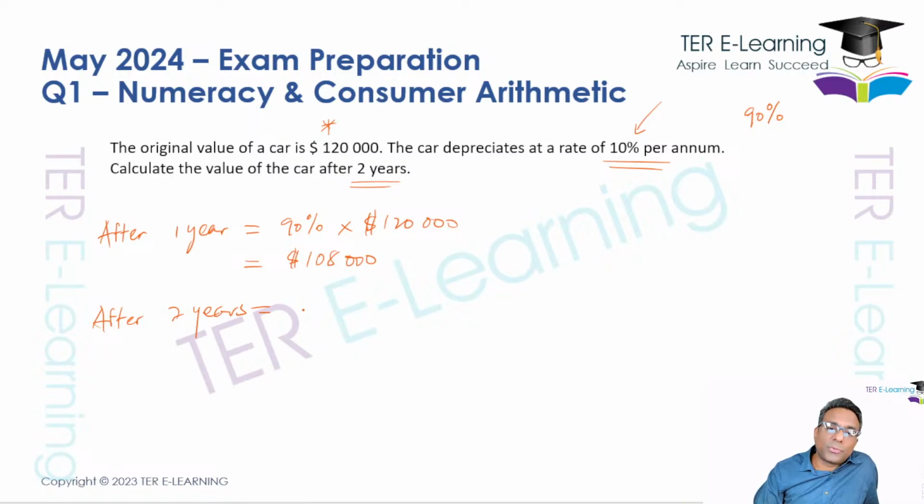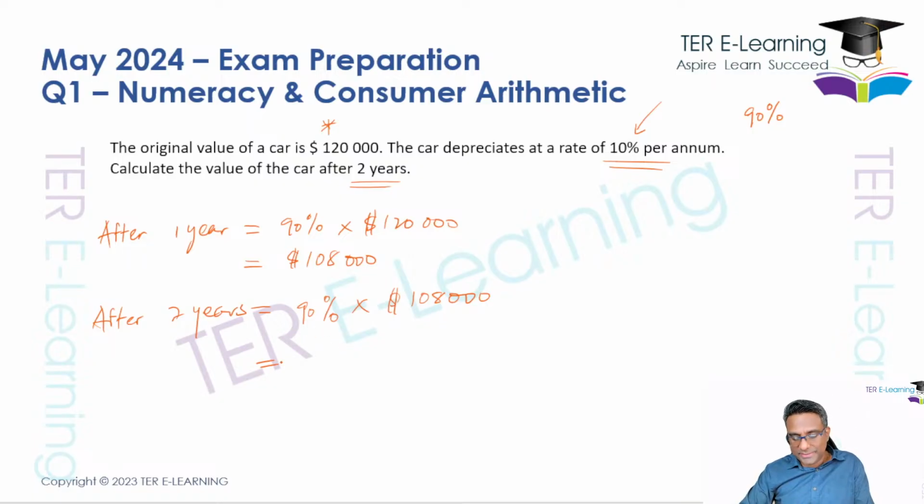After 2 years, what we do is find 90% of that figure that we just calculated. So you're going to find 90% of 108,000. That's going to be 0.9 times 108,000, and you're going to get 97,200. I know some people may not have seen this before, but that's typically what we do. So that's the value of the car after 2 years.